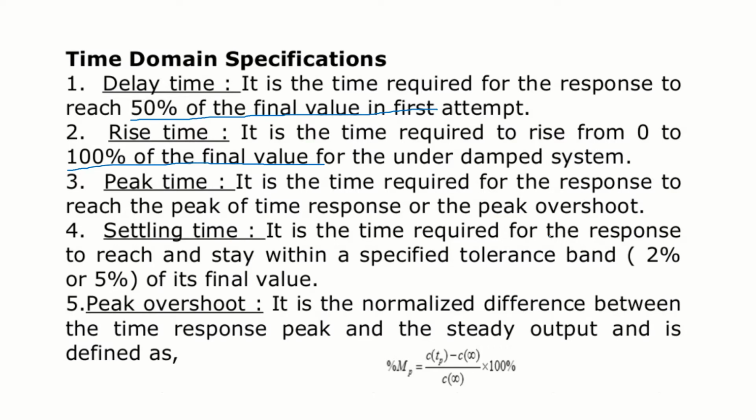Settling time, it is the time required for the response to reach and stay within a specified tolerance band, 2% or 5% of its final value. Peak overshoot, it is the normalized difference between the time response peak and a steady output. Okay, it is this. So it's a maximum response minus steady state, divided by steady state. This we call it as percentage peak overshoot.